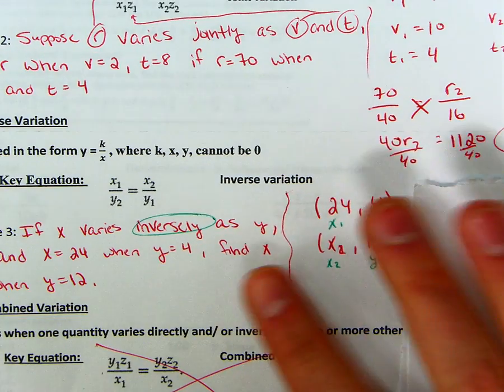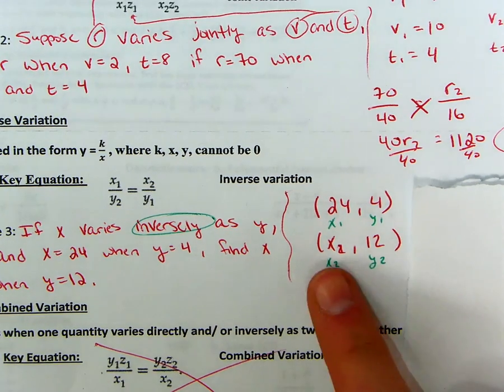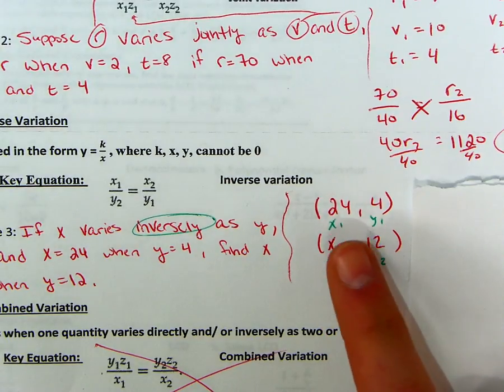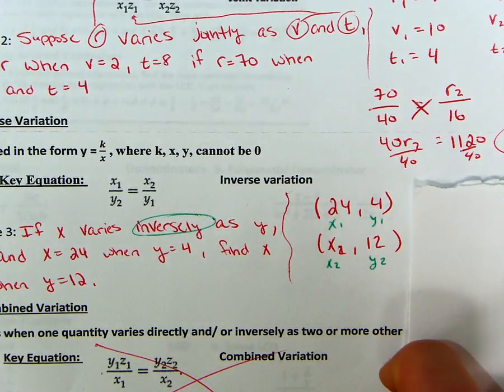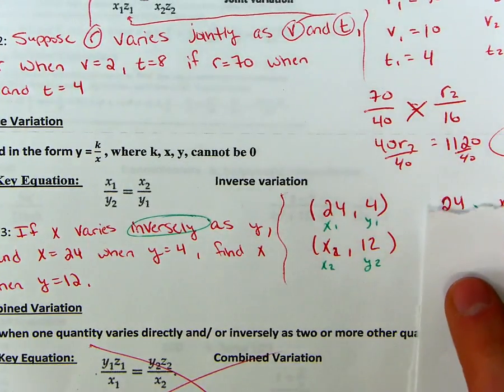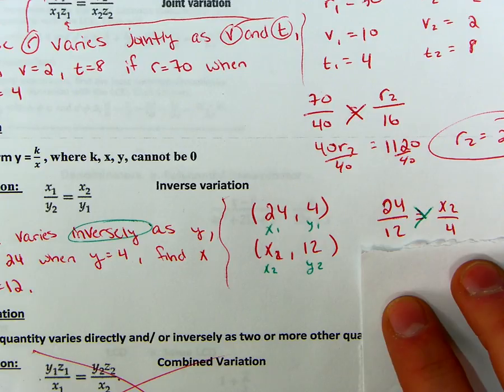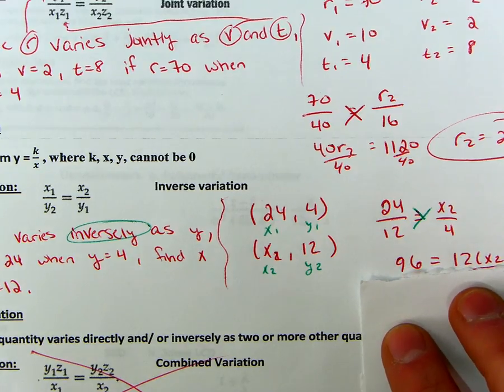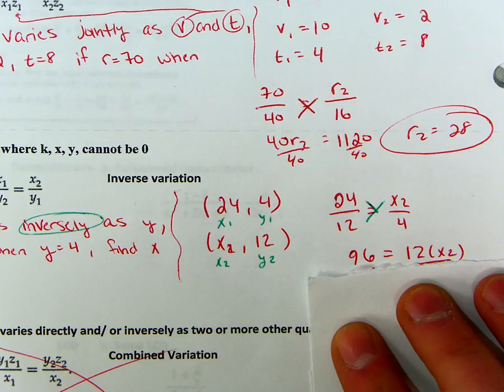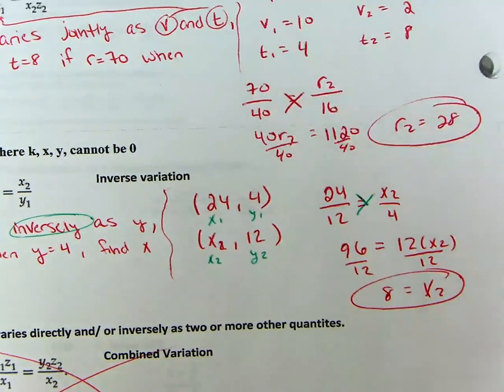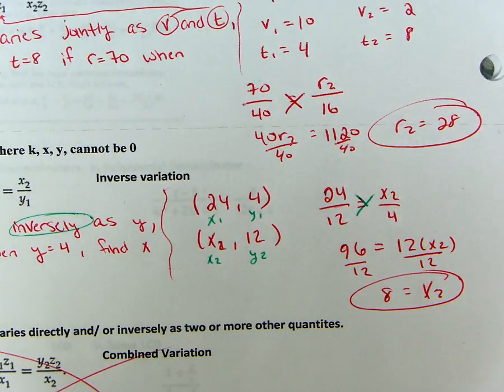So our first ordered pair is 24, 4, and then we're missing an x, so x2, 12. So this is my x1, y1, x2, y2. And we're going to plug this into the equation. So I have my x1 is 24 over my y2, which is 12, and then my x2, I don't know, over my y1, which is 4. Cross multiply, you get 96 equals 12 times x2. Divide by 12, and you have 96 divided by 12. That gets you 8. So x2 equals 8.